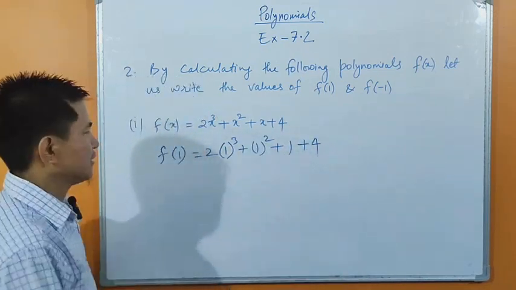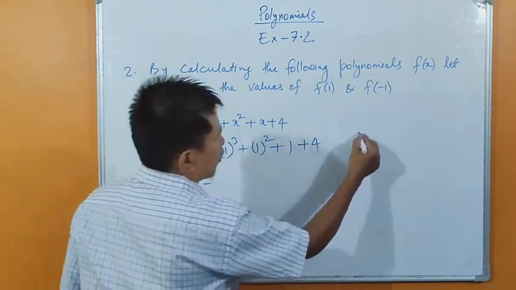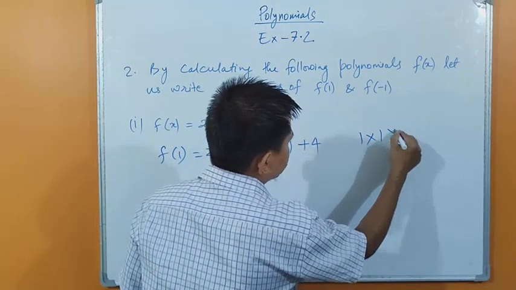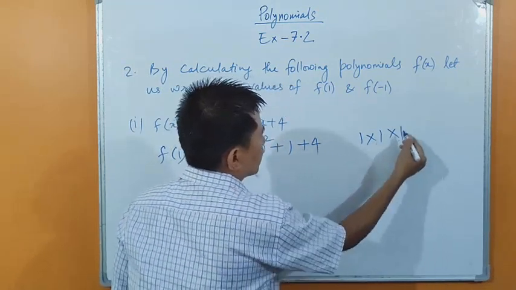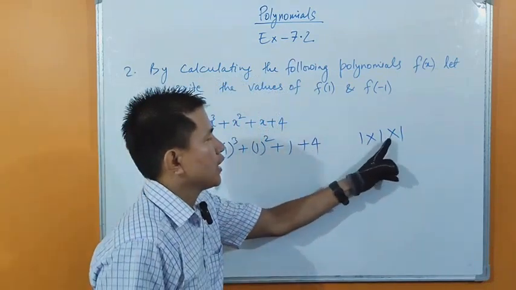Got my point? It's very easy. So 1 cubed means 1 times 1 times 1. 1 cubed means 1 into 1 into 1.